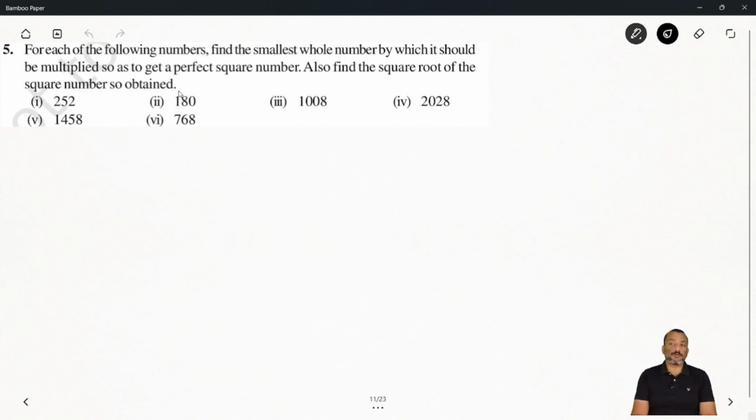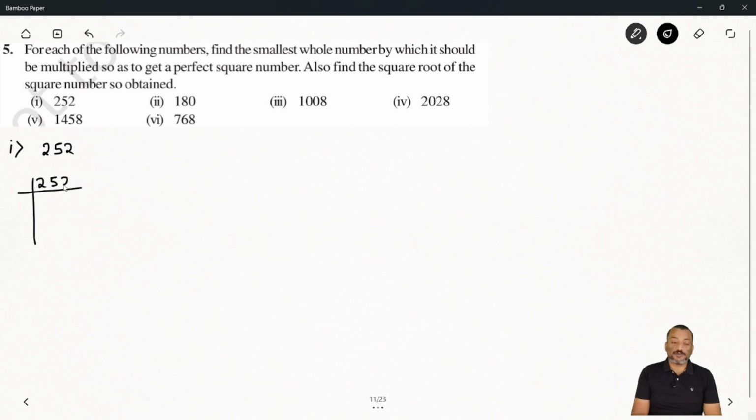So first you have to find the prime factorization of the given number, and find the factor that is unpaired. We will multiply by that number to get a perfect square, and after that we will find the square root. Okay, let's try question number 1. It is saying 252. So first we will do the prime factorization of 252.